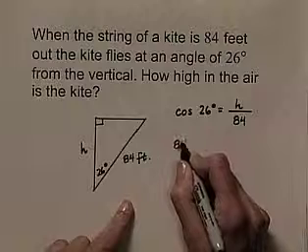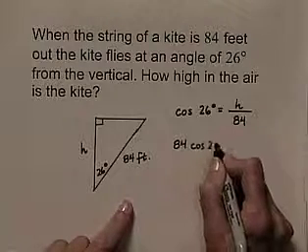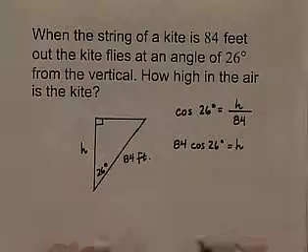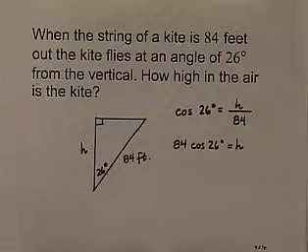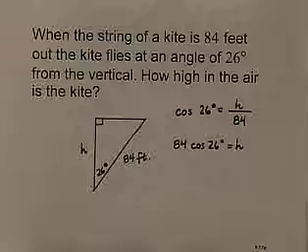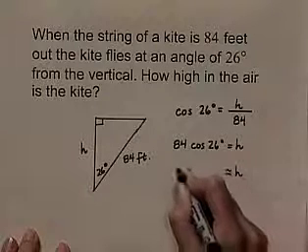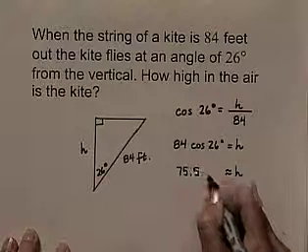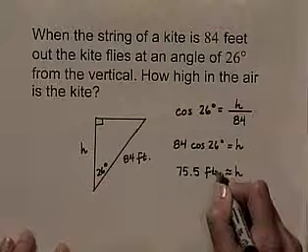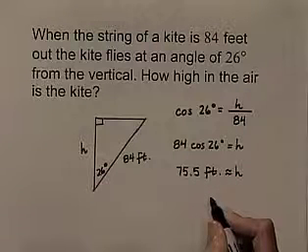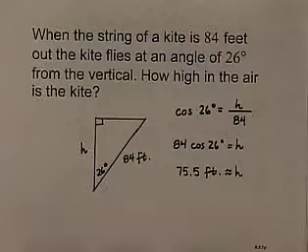That gives us 84 times the cosine of 26 degrees equals h. Again, let's evaluate this using our calculators. We're going to have 84 multiplied times the cosine of 26 degrees. That gives us an approximate value of 75.5 feet. And we can write that down then. h is approximately equal to 75.5 feet. And so we interpret this to mean that the kite is approximately 75.5 feet in the air.